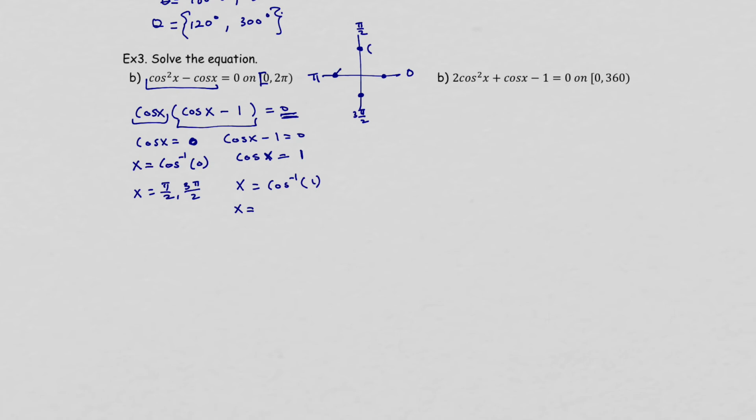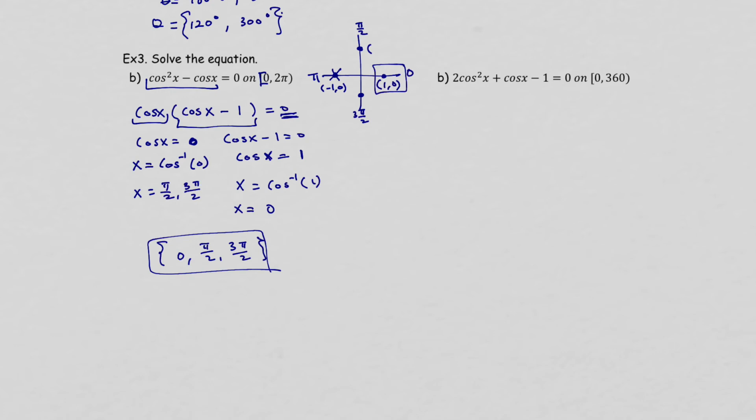Wait, hold on. That's not going to be 1. That's going to be negative 1. Negative 1, 0, and this is 1. So that will be just this point, right? So it will be 0. So the solution will be 0, pi over 2, 3 pi over 2.